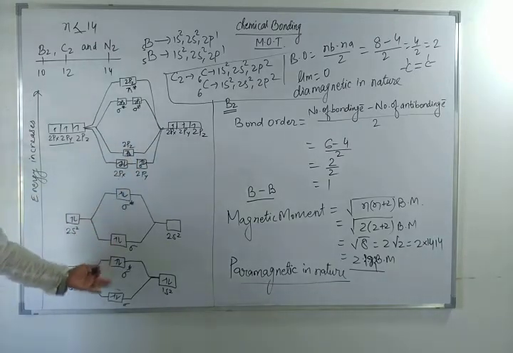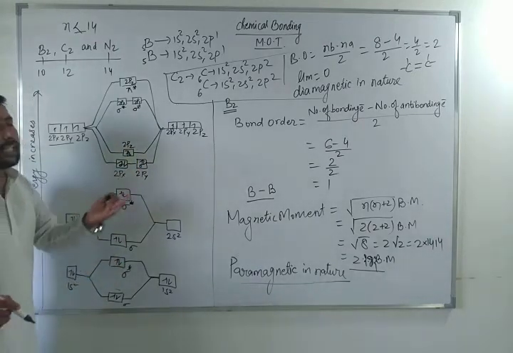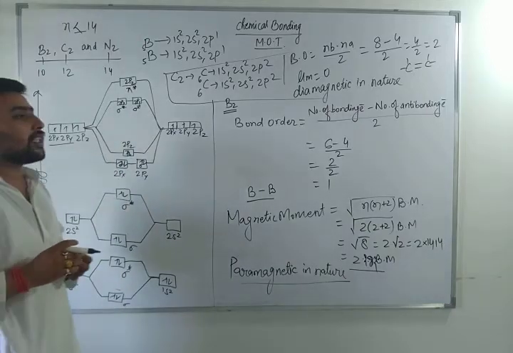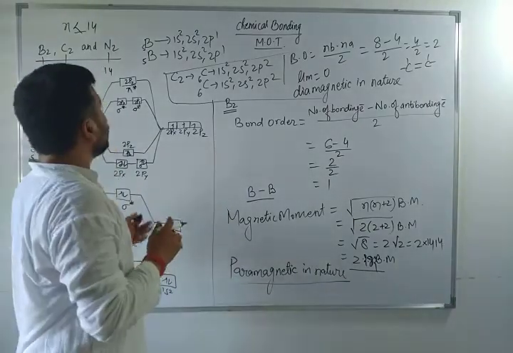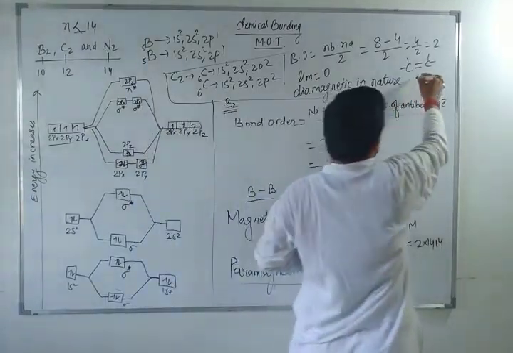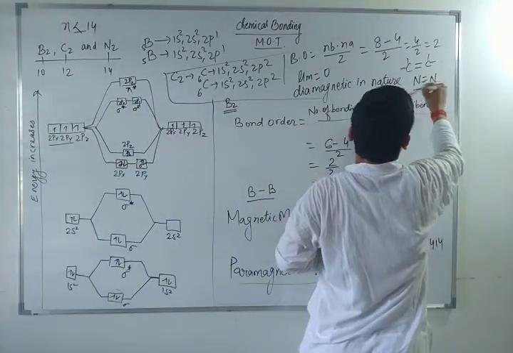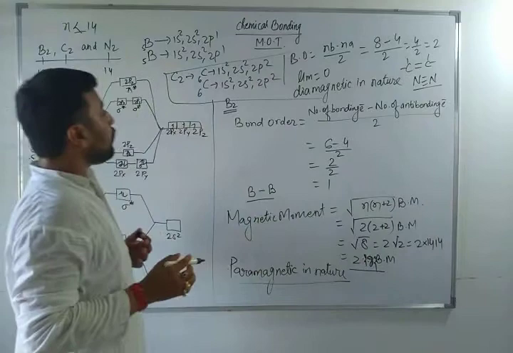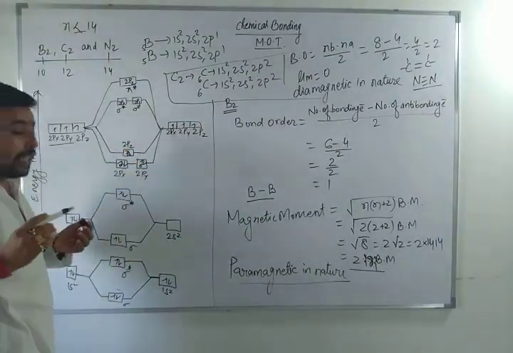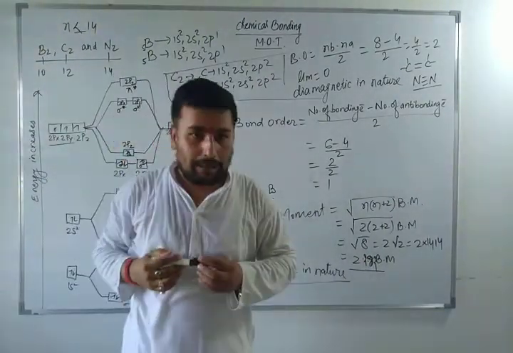Here 6, 8, 10. Bonding electrons 10, anti-bonding electrons 4. 10 minus 4 by 2, 6 by 2. So nitrogen will have a triple bond. Bond order will be 3. And since all the electrons are paired, it will be diamagnetic in nature.